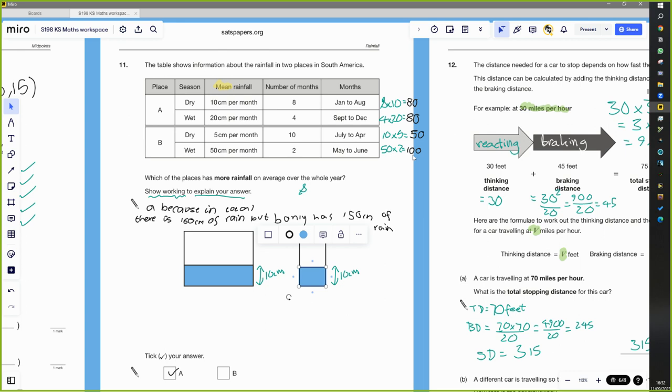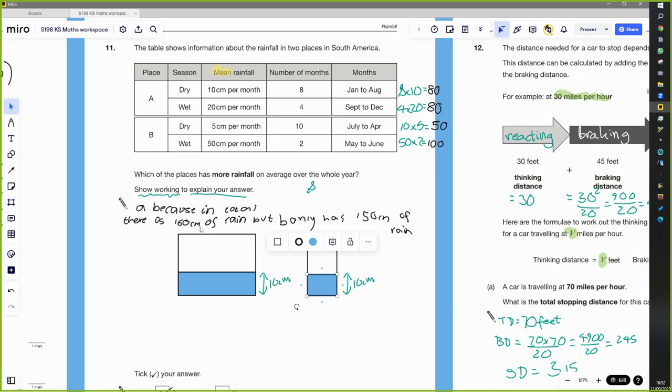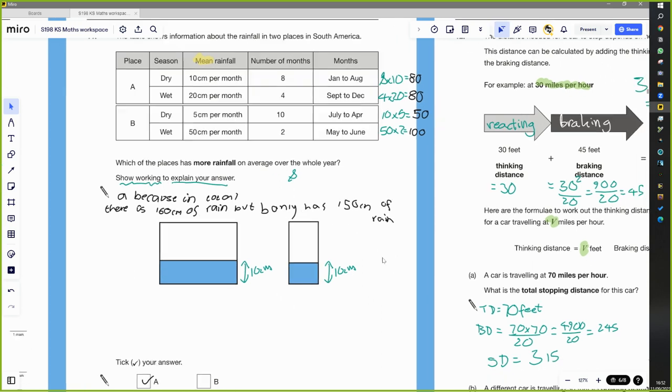So what we do then is, well, what's the total amount of rainfall over the course of the whole year? Well, the bottom one, place B, would be 150, and the top one is 160. So which one has the more rainfall? A, because in total there is 160 centimeters of rain, but B has only 150.